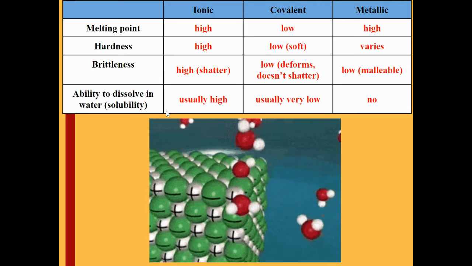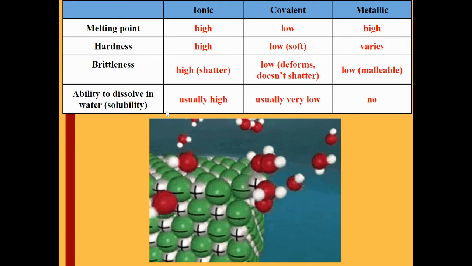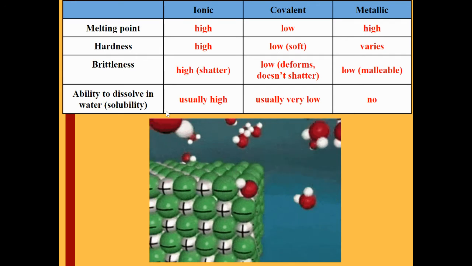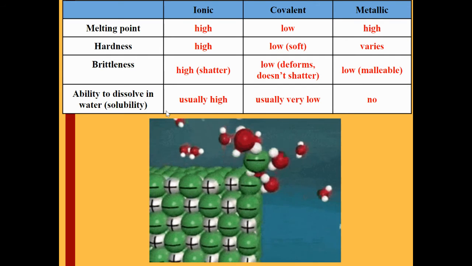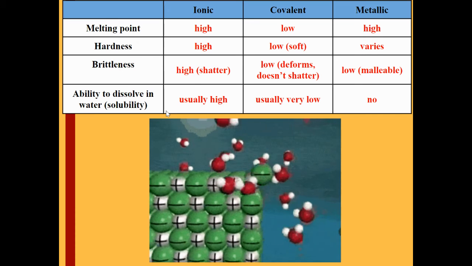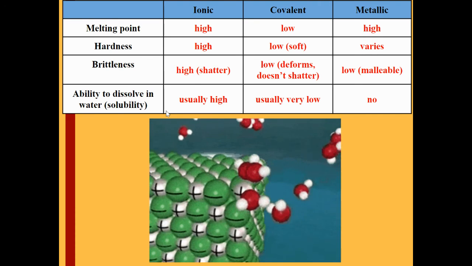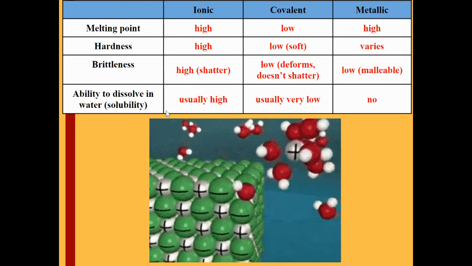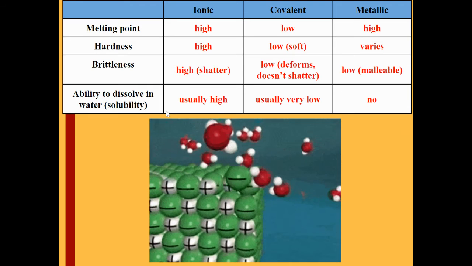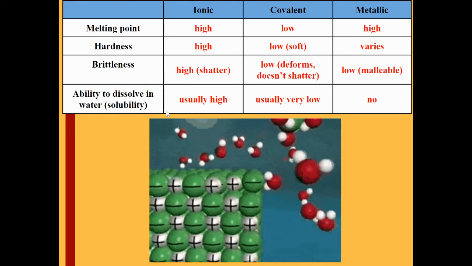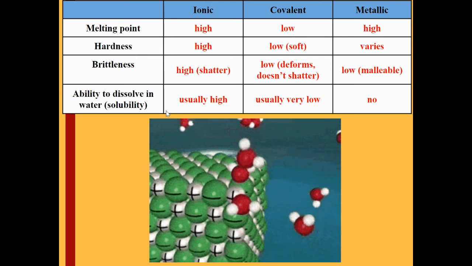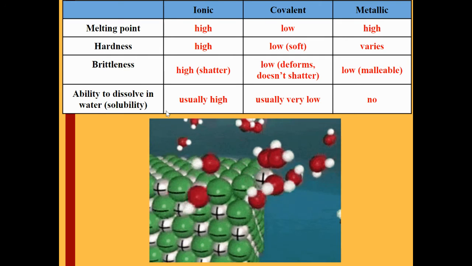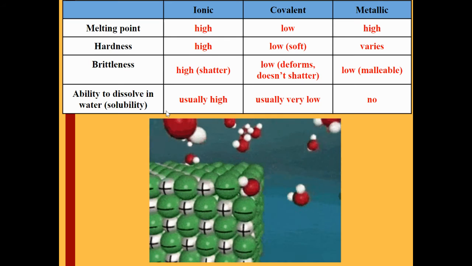Brittleness. Ionic compounds will shatter, and the reason is that if we start to shift things, we get two positive ions next to each other, and then they repel, so they tend to be very brittle. Covalent compounds are not brittle. They will deform, not shatter. And metallic compounds have low brittleness. They are very malleable. They will bend without breaking.